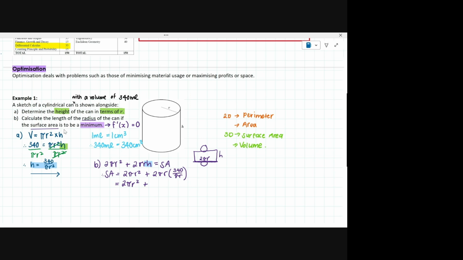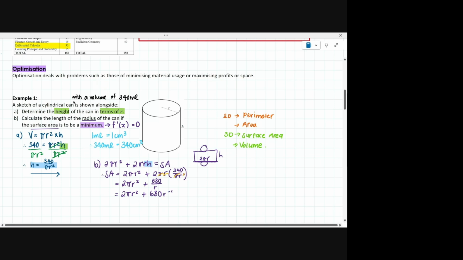Right, if we simplify, the pi and the pi cancel. The r squared in my denominator, 1 r cancels with 1 r, and I'm left with 2 times 340 over r. 2 times 340, sorry, is 680. So 680 over r. And remember, we don't like variables in our denominator. And so that means we're going to have to write this as 2 pi r squared plus 680 r to the negative 1. This is now the format that I want in order to find my derivative.